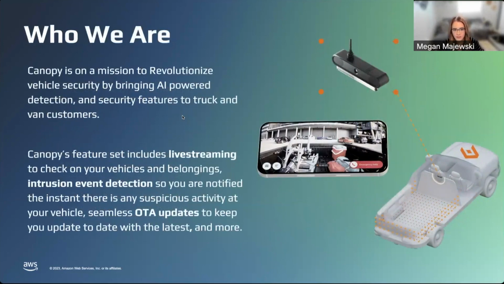So now that we know a little bit about me, let me introduce the company that I work for called Canopy. Canopy is on a mission to revolutionize vehicle security by bringing AI-powered detection and security features to truck and van customers. In this slide, you can see a little mock-up on the right-hand side of our camera. This sits within your truck cabin and faces out the back window over your truck bed. And then also there's a rendering of a screen within our mobile application.